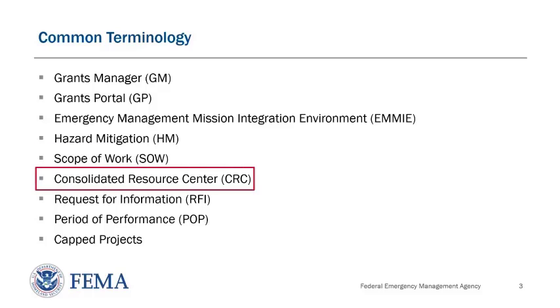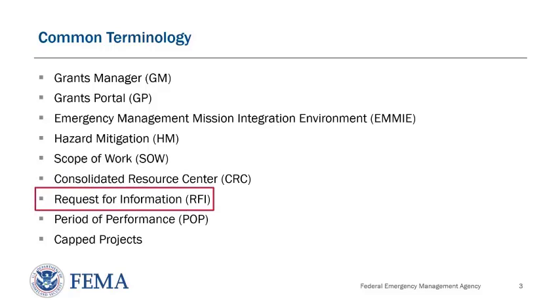Consolidated Resource Center, or CRC. The designated CRC is a permanent FEMA office where subject matter experts and specialized resources provide project scoping, costing, validation, and compliance reviews. Request for information, or RFI. FEMA may require additional information or documentation to evaluate eligibility. And in these cases, FEMA requests the information or documentation by submitting a request for information, or an RFI.